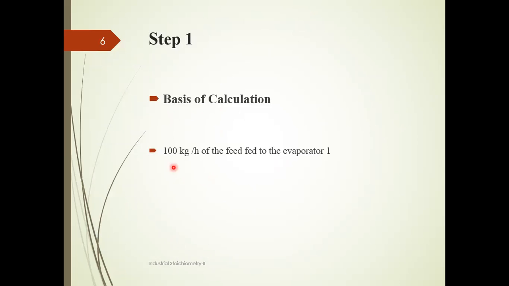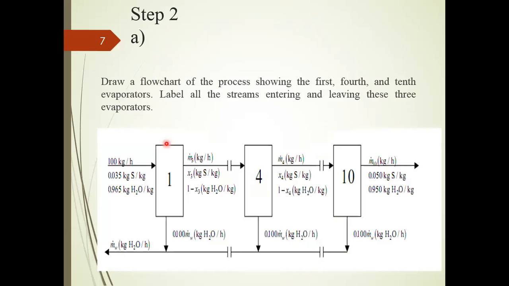So we have selected the basis of 100 kg. Why have we selected this basis? Because our feed contains salt. Salt is almost in the form of solid. So the weight percentage is also given. When we know the weight percentage, you can select a weight basis, a solid basis. So this is the block flow diagram, the labeled flow diagram.